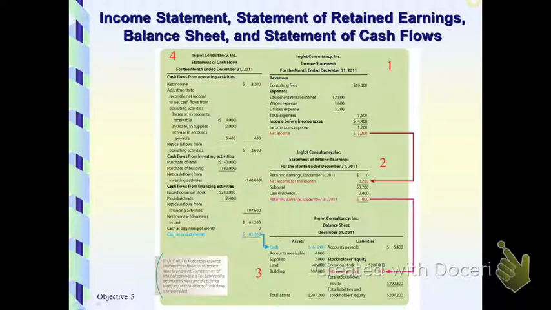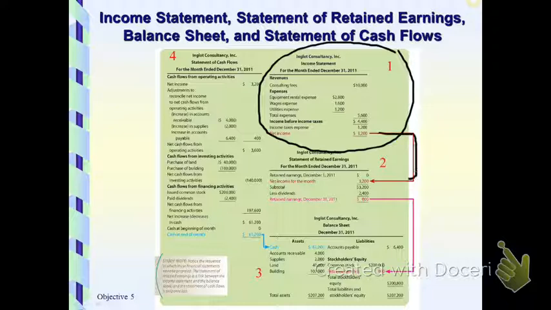Okay, so we started out with our income statement. That was our first financial statement that we prepared. Then we took the information, the net profit from the income statement, and we brought that down here, and we showed how it impacted our statement of retained earnings. And then we took the bottom number from our statement of retained earnings, our ending retained earnings, and we brought that down and we pulled it into our balance sheet in the stockholders' equity section of our balance sheet.